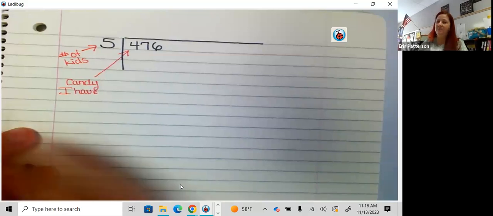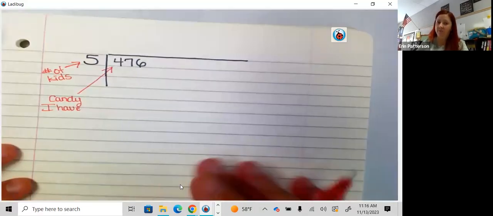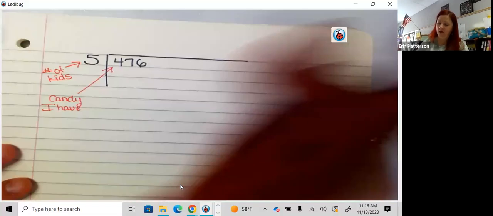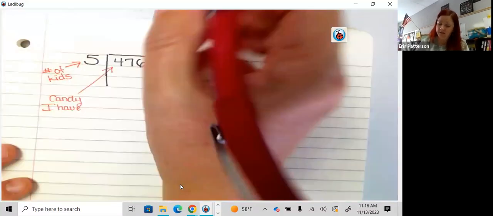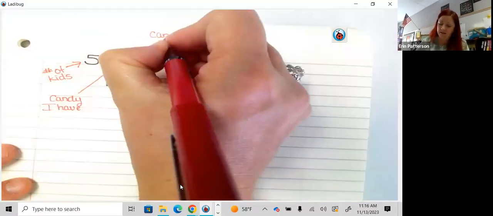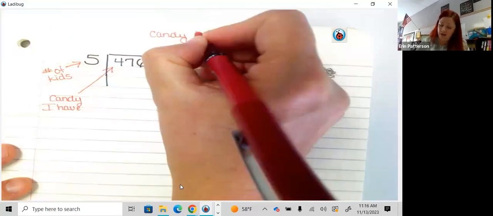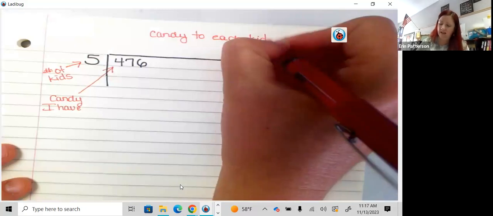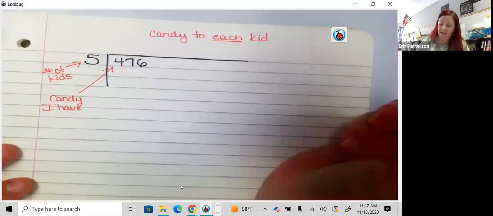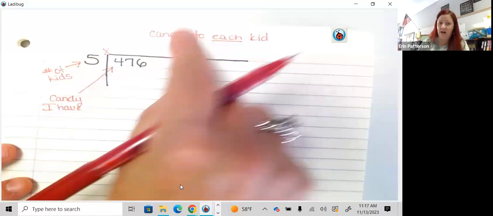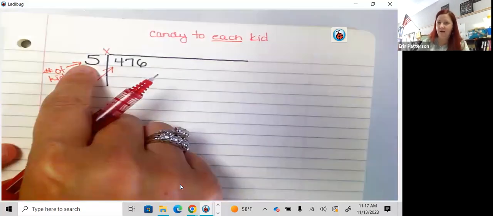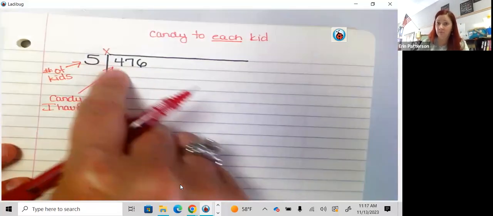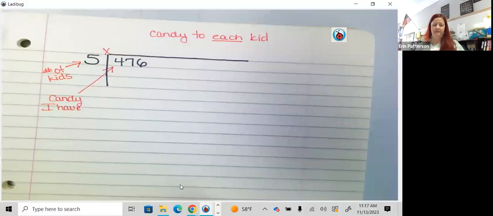All right. And up here across the top, eventually, don't write it right on the line, but eventually this is going to be the candy to each kid. How much did each kid get? There's that each, which means if I multiply it times 5, it's going to give me my original amount.